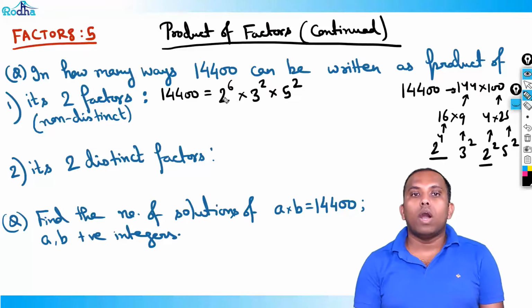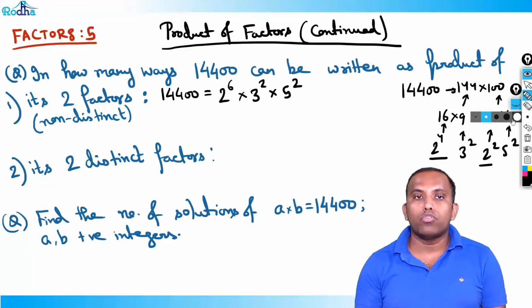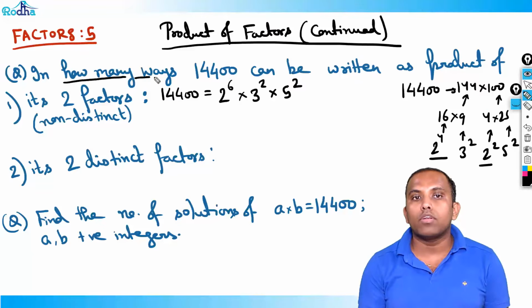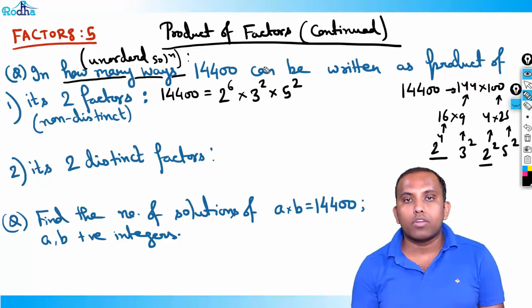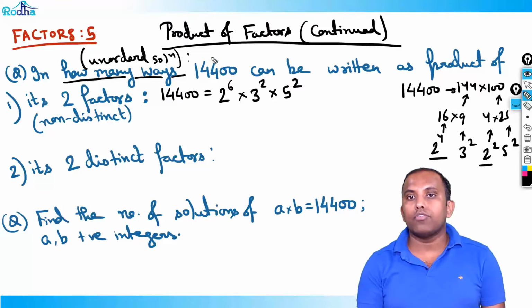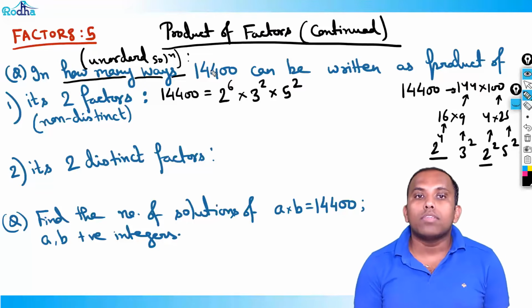In how many ways can 14,400 be written as a product of two factors? Here, "in how many ways" is given in the question and variables are not given. That means we have been asked for an unordered solution. In the last video in factors 4, what formula did we derive for writing this as a product of its two non-distinct factors?